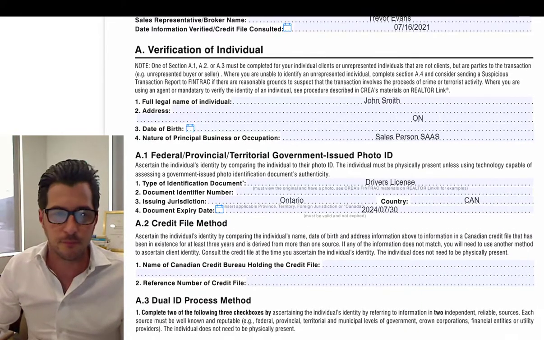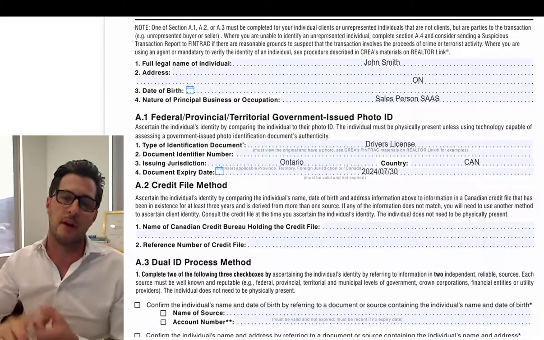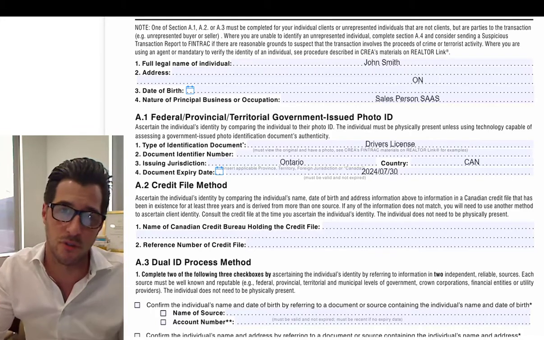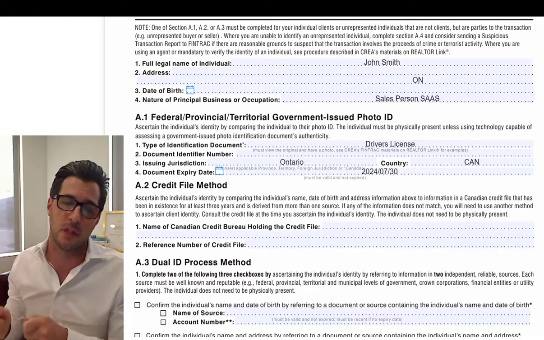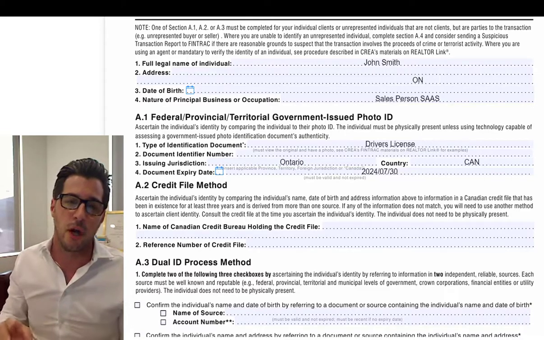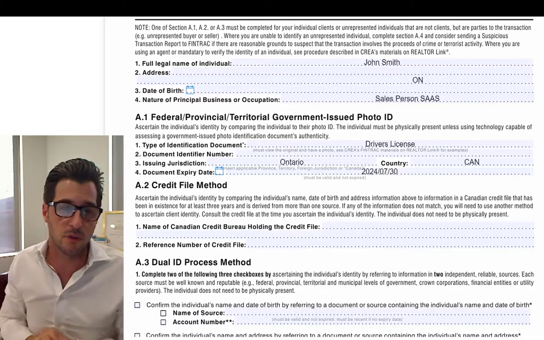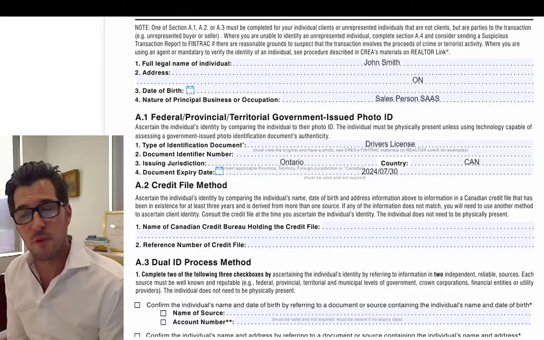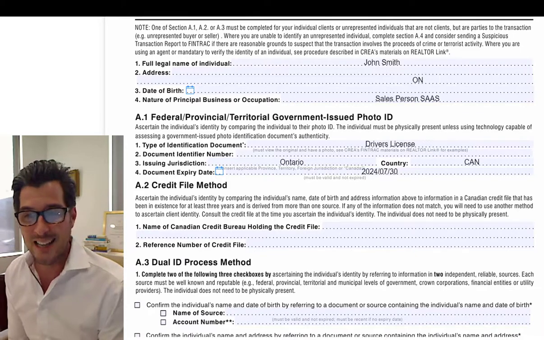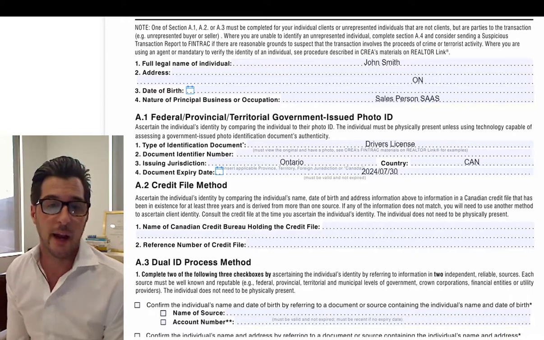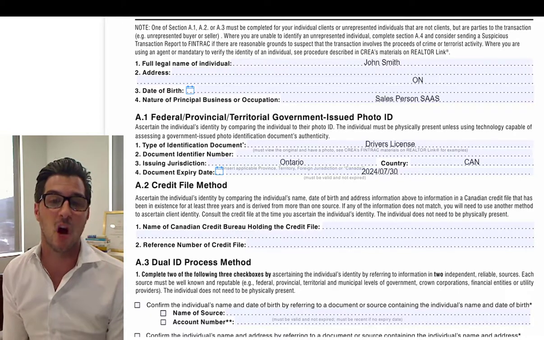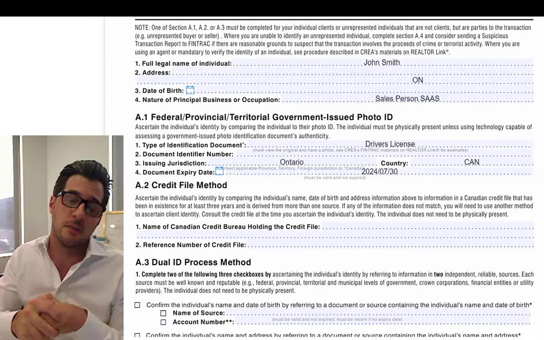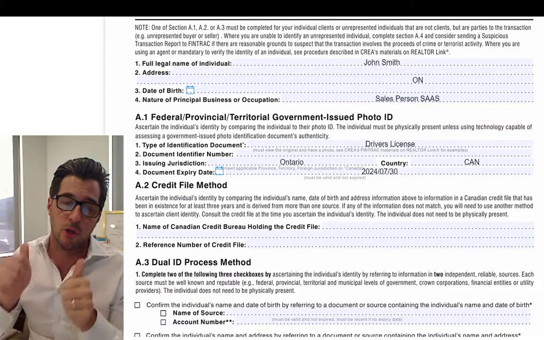Section A1 is basically one form of identifying the individual. And I would really say in the majority of your transactions, someone's going to have a driver's license, and you can use that government-issued driver's license to go through. Let's read it: ascertain the individual's identity by comparing the individual to their photo ID. So it must be a photo ID. The individual must be physically present unless using technology capable of assessing a government-issued photo identification document's authenticity. So if you can confirm the authenticity of that document, you're good.